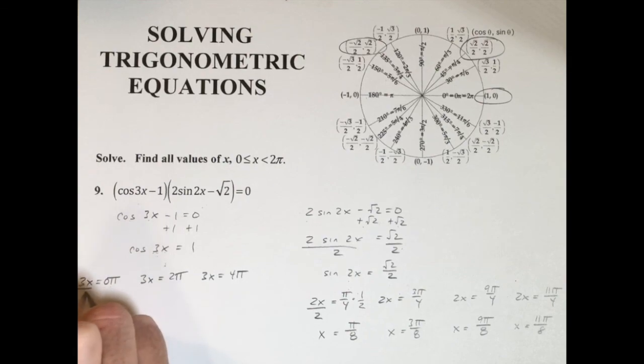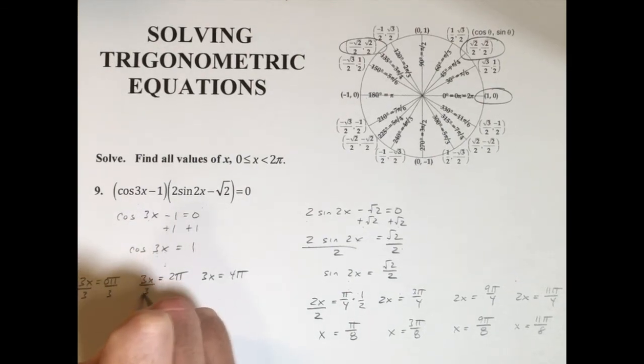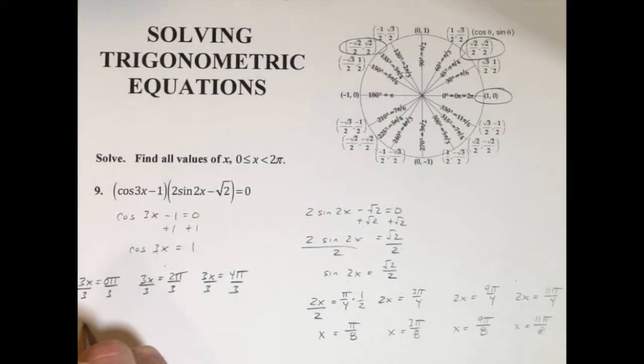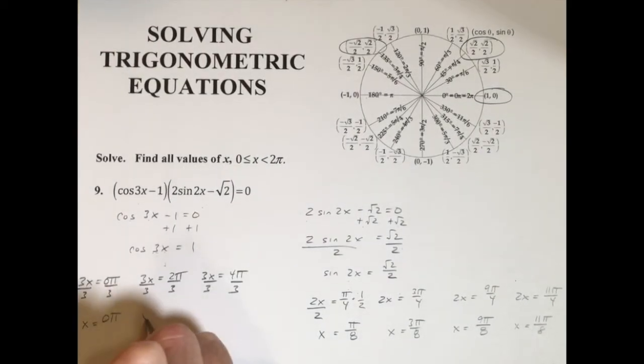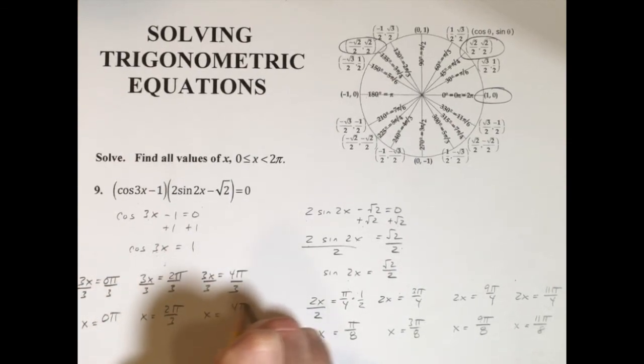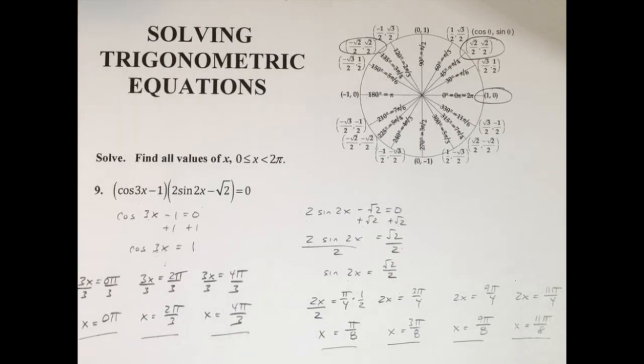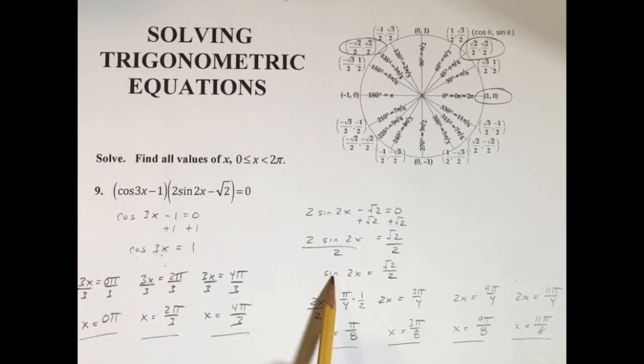Now I just need to divide each side by 3 in all of these. So x could equal 0 pi over 3, which is just 0 pi. X could equal 2 pi over 3, and x could equal 4 pi over 3. We have 1, 2, 3, 4, 5, 6, 7 correct answers. To solve cosine 3x, we spin around the circle 3 times, and to solve sine 2x, we spin around the circle 2 times.